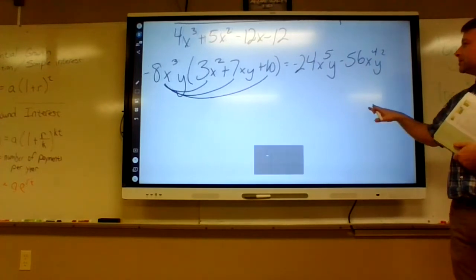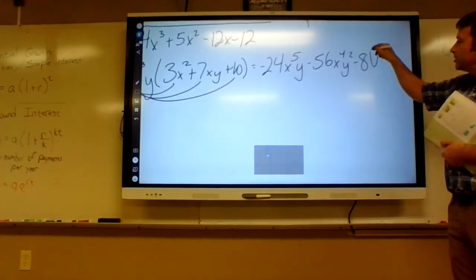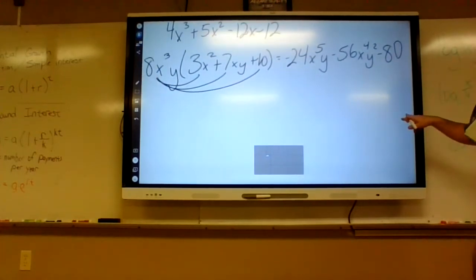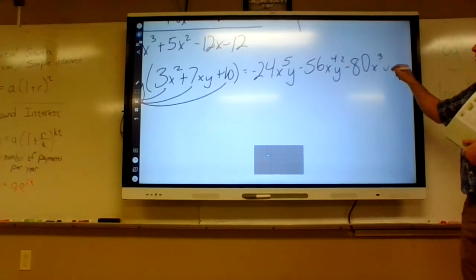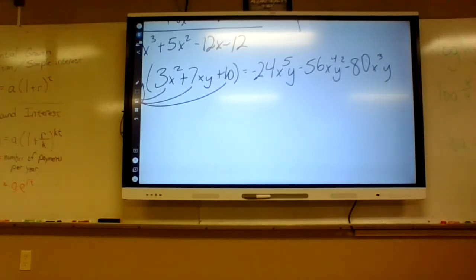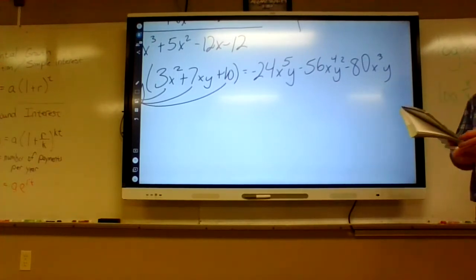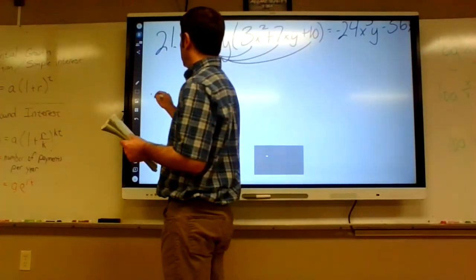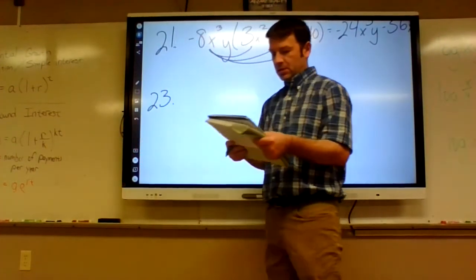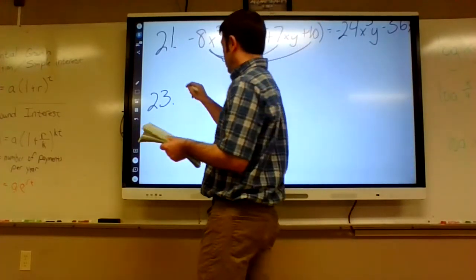Negative 80. What is that? Negative 80, looks like, yeah, 28. How far did I say we were going? 27, we got 3 left.